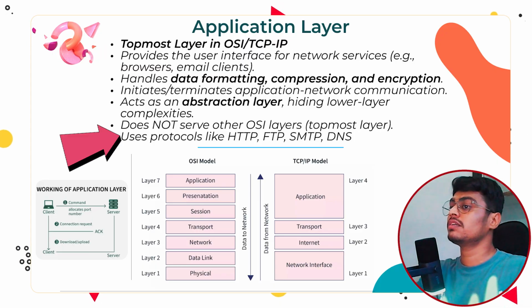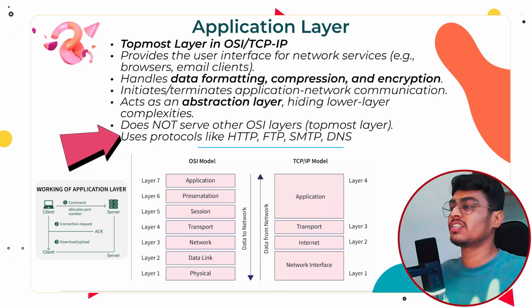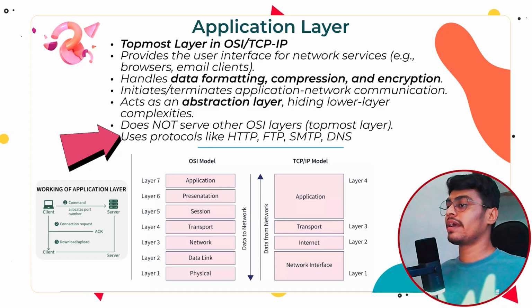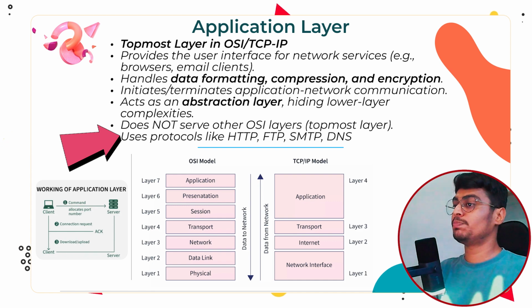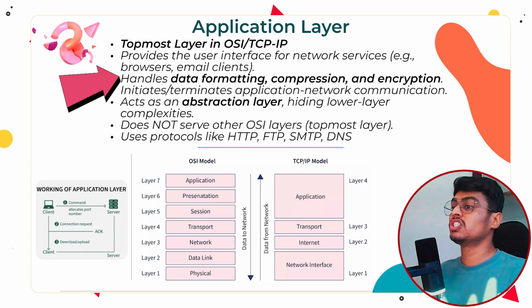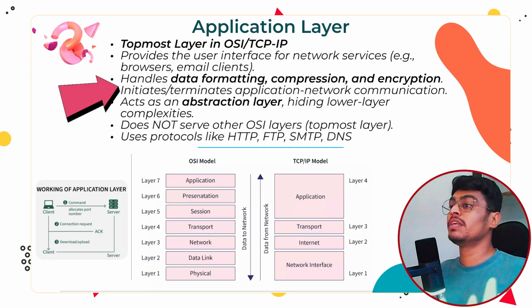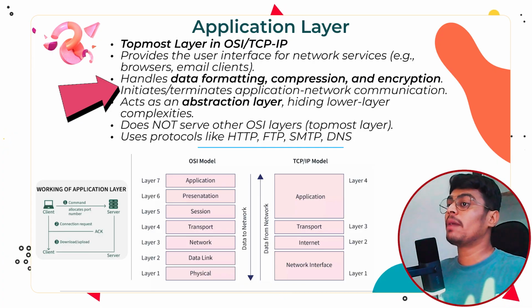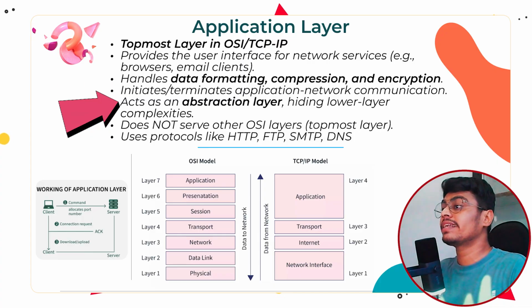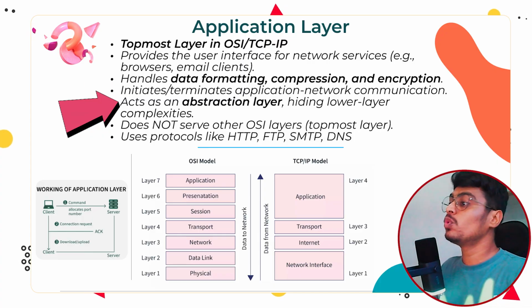It utilizes various protocols like HTTP, FTP, SMTP, DNS, and extras; thousands of protocols are there in the application layer. To facilitate specific communication tasks, the application layer handles data formatting, compression, and encryption to ensure proper data exchange. It initiates and terminates the communication process between the application and the network. It acts as an abstract layer, providing a simplified interface for applications to access the network.